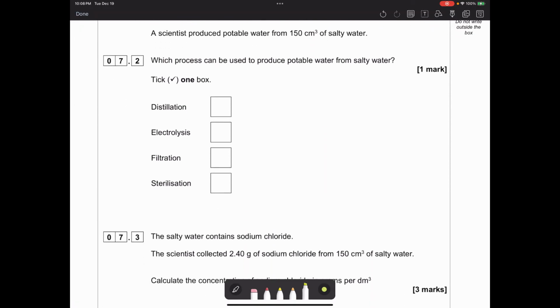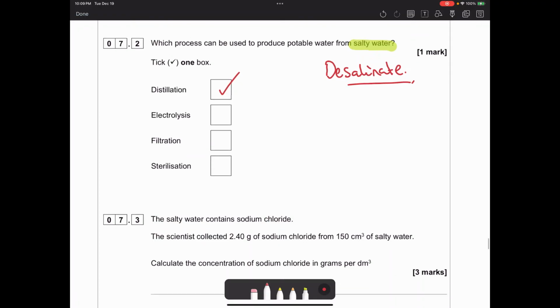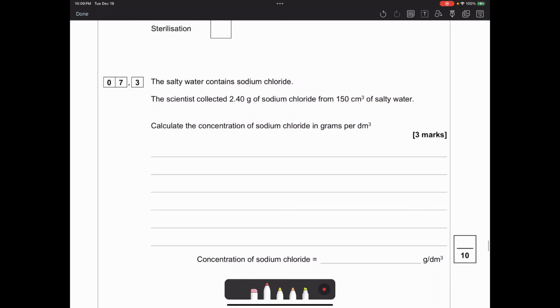Next part then. A scientist produced potable water from 150 centimetre cubed of salty water. Which process can produce potable water from salty water? So it's basically desalinating. Desalinate means to remove salt. Which process can do this? Okay, well, the key one is actually the first one, distillation. Hopefully you would have heated up some salty water before. The water evaporates, leaving the salt behind. And if you condense that water vapour, you get it into a different container.